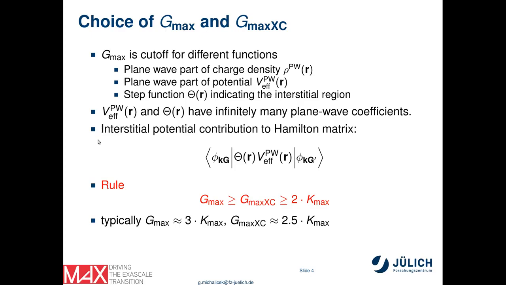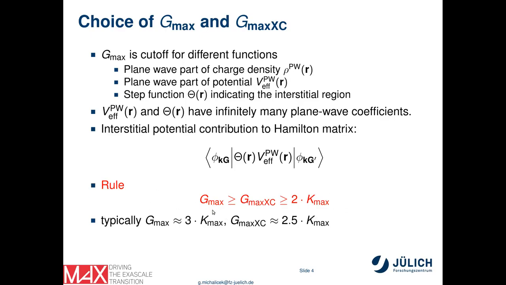And when we look at this expression for the interstitial contribution to the Hamiltonian matrix, we see that both of these quantities enter in this expression, and we have 2 times infinitely many plane wave coefficients, so we have to have some cutoff there. So it should really have an effect, but in the end, it turns out if we choose the cutoff according to this rule here, then we have very stable results.